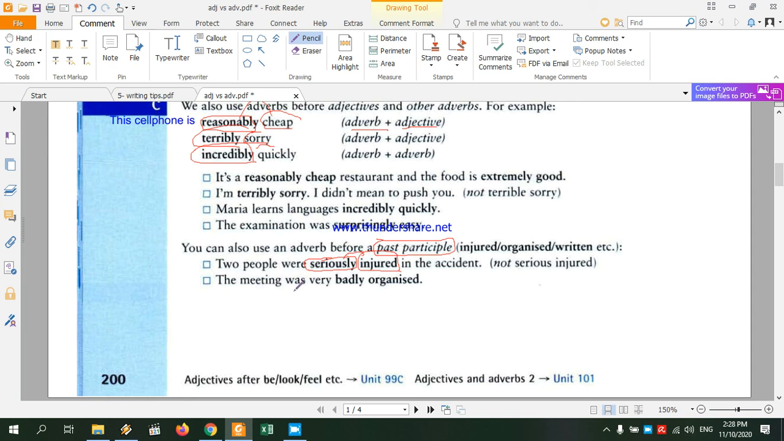Similarly, we say the meeting was very badly organized. Organized here is our adjective. It's a past participle used as an adjective. We want to use an adverb to describe it, so we use badly. And we also want to use another adverb to describe the second adverb, so we use very. So very here is an adverb of degree, describing the adverb badly. And badly here is an adverb of manner describing the adjective organized.